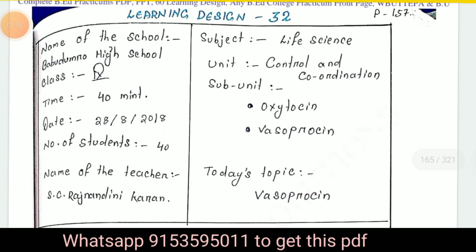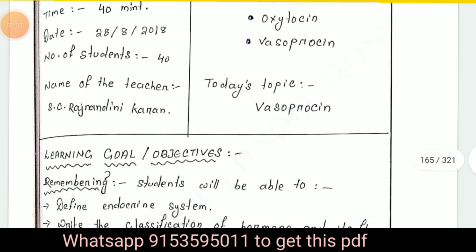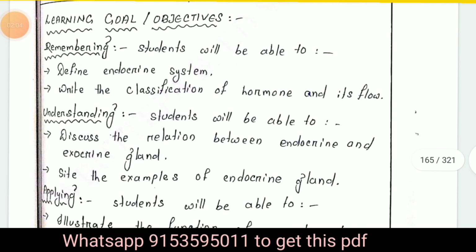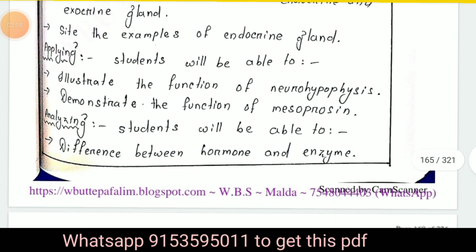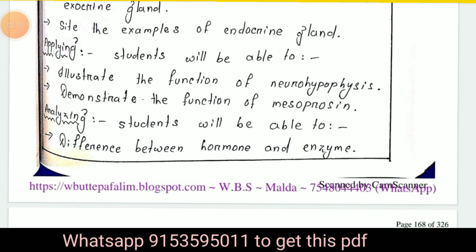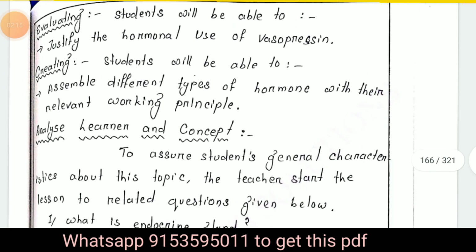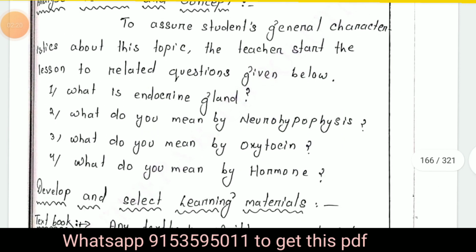Now we discuss learning design number 32. Today's topic is vasopressin. Learning goal or objective: remembering, understanding, applying, analyzing. Students will be able to apply or analyze. Evaluating, creating, analyze learner and concept. Here are some questions we have written.